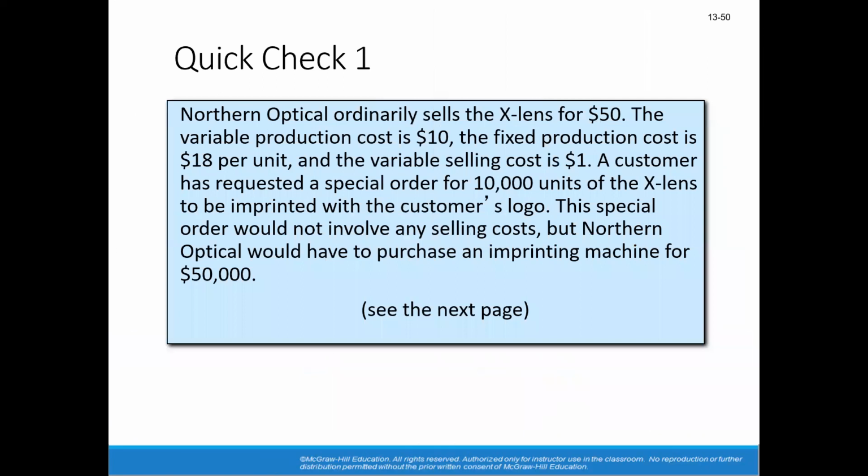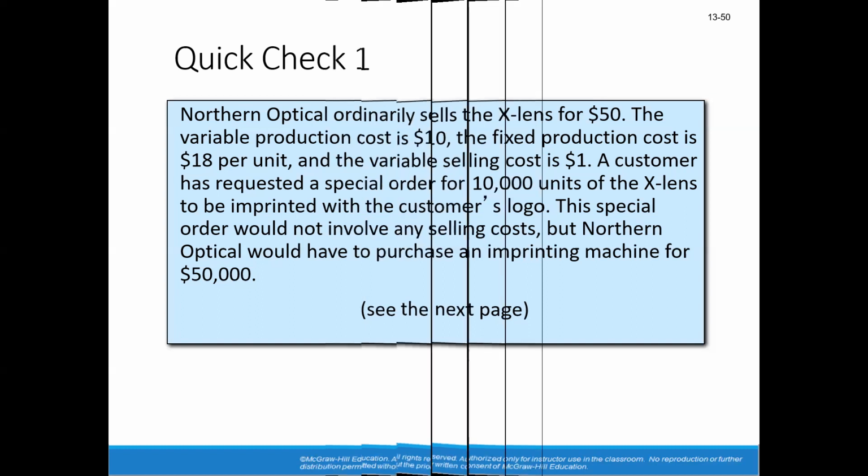What about this one, guys? Northern Optical ordinarily sells the X lens for $50. The variable production cost is $10. The fixed production cost is $18 per unit. And the variable selling cost is $1. The customer has requested a special order for 10,000 units of the X lens to be imprinted with the customer's logo. This special order would not involve any selling costs, but Northern Optical would have to purchase an imprinting machine for $50,000. That becomes a relevant cost there.